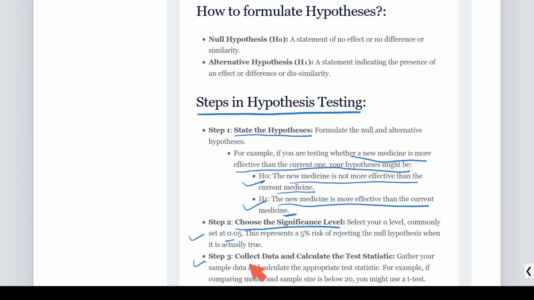Then the third step is to collect data and calculate test statistics. Okay, so for that we need to calculate different tests. We need to collect the data of the new medicine and its effect on the people, and same way we need to have data of the old medicine and its impact on the people. Then we can use the appropriate statistical test to come to the conclusion. So over here consider that our sample size is below 20. So in this kind of case we can use the t test.